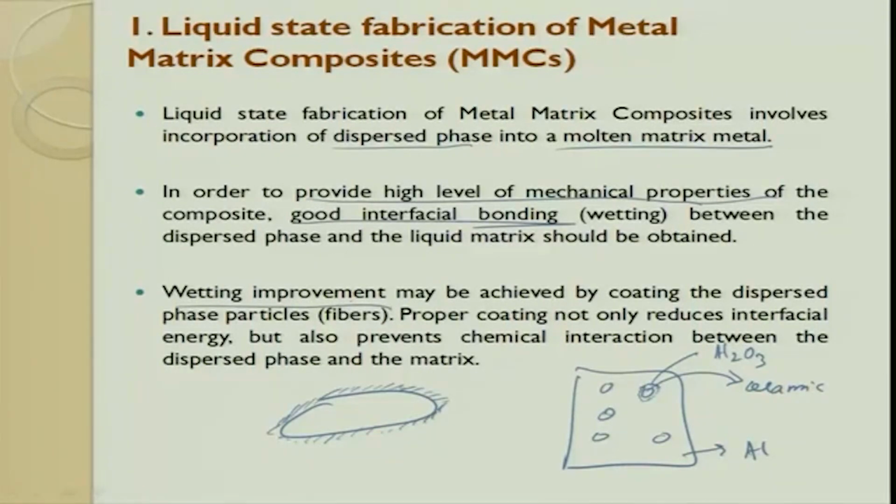So a wettability improvement can be achieved by coating the dispersed phase particle. It can be a fiber, a particulate, or a whisker. You coat them, and after coating you disperse them, so there is good interface strength. A proper coating not only reduces the interfacial energy, but also prevents chemical interaction between the dispersed phase and the matrix, so that you can get the required output.